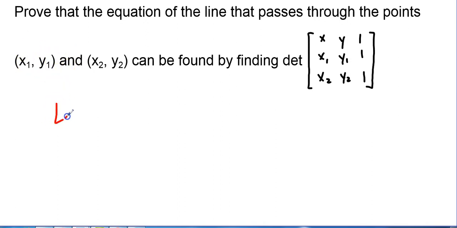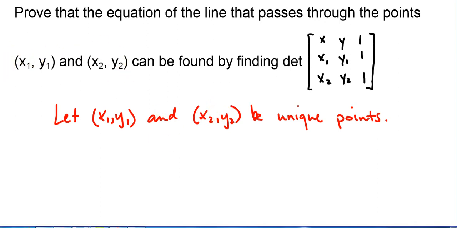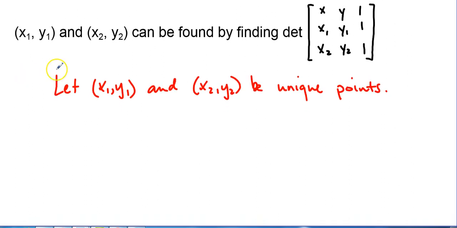So first thing we're going to do is let x1, y1 and x2, y2 be unique points. If we want to get super technical, we should probably specify that x1, y1, x2, and y2 are all real numbers, but I think that this is probably formal enough for our purposes. So what we want to do is write the equation of the line that passes through these two points based on these being the coordinates.